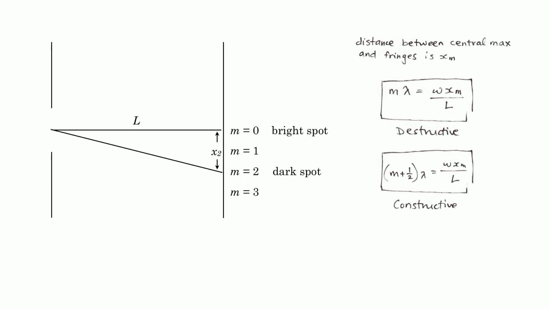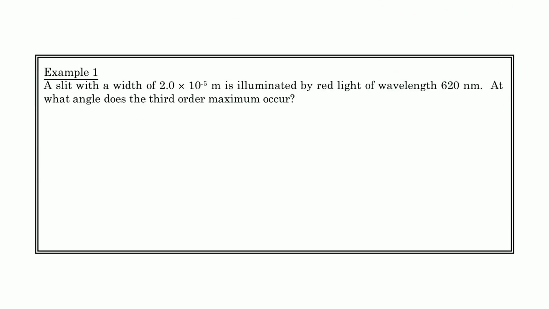So let's take a look at an example here. We've got a slit with a width of 2.0 times 10 to the minus 5. We're shining red light onto it, 620 nanometers. At what angle does the third order maximum occur? What we need to do is unpack this. This is diffraction, because we're talking about a single slit. So we're going to choose our proper equation for diffraction. We're talking about a third order maximum.